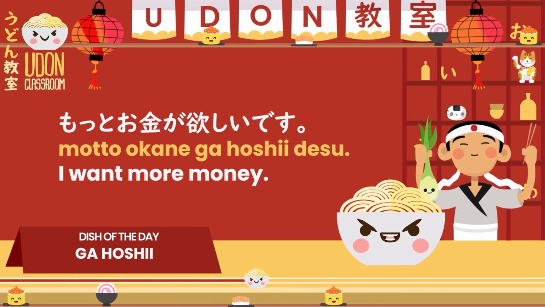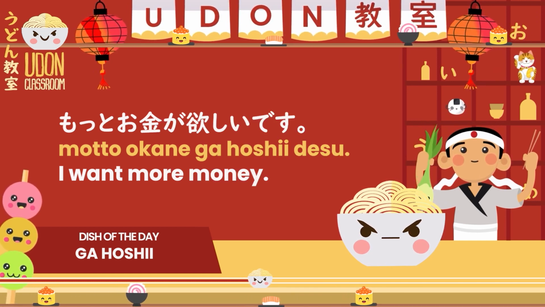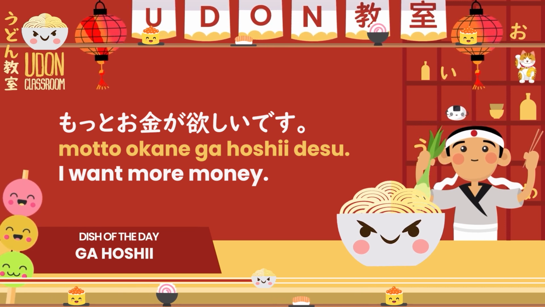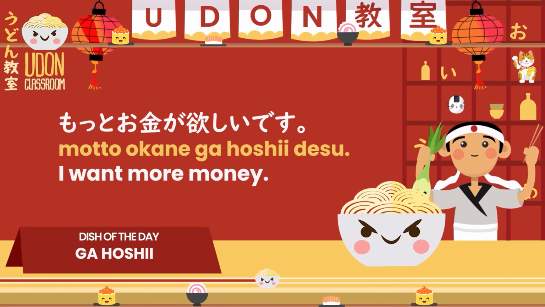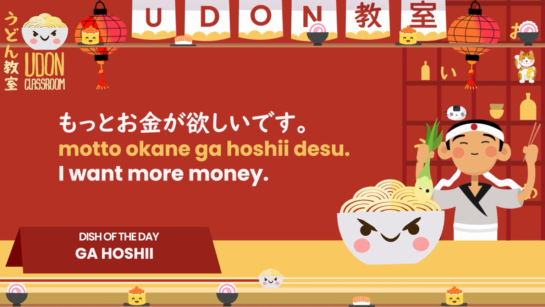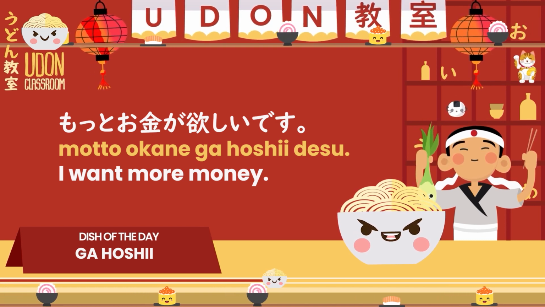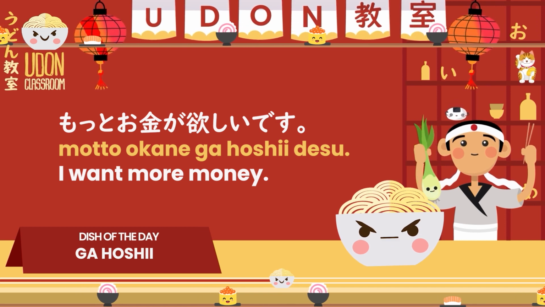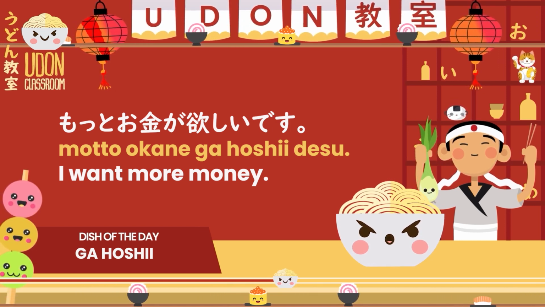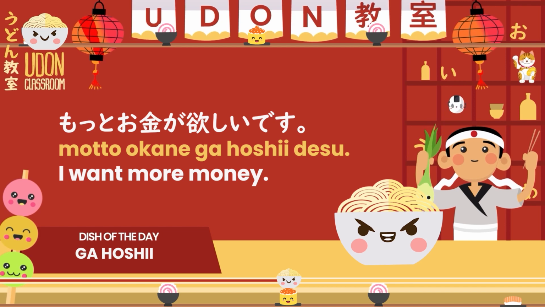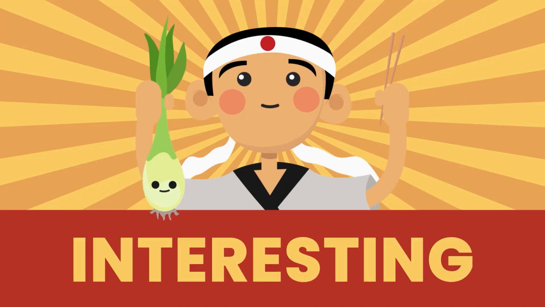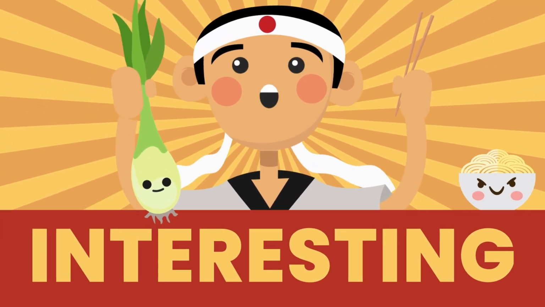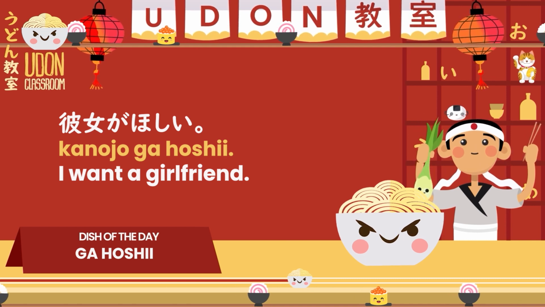So, もっとお金が欲しいです。I want more money. Who doesn't? Well, on this example, you might notice we've added desu to the end, which makes it a little bit more polite. So you can use that if you want to be polite in situations and you want to be polite about saying that you want more money. Now, that's interesting. Let's try this next one.